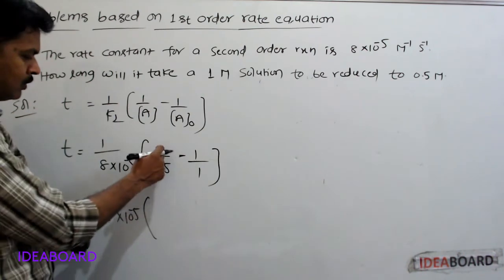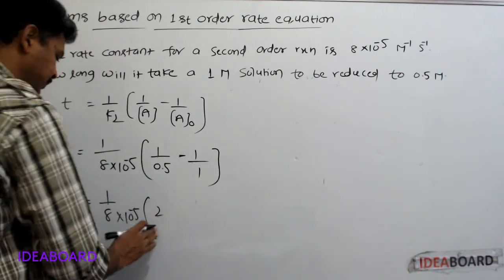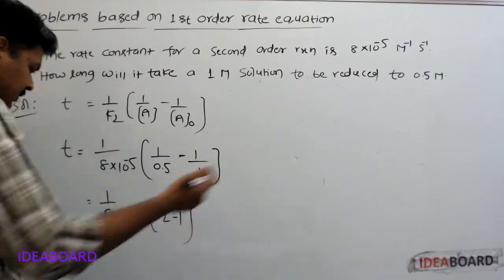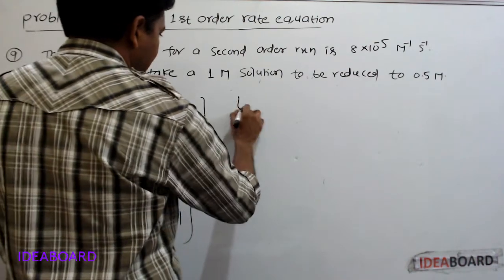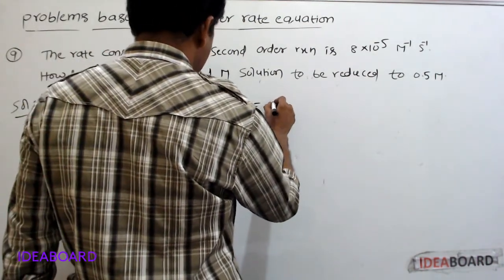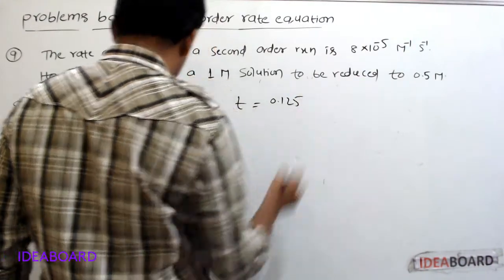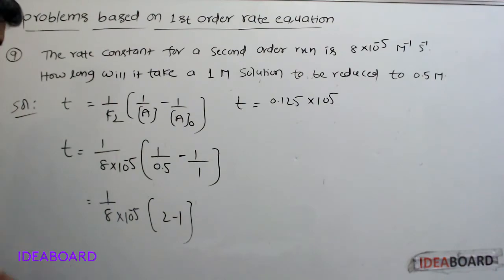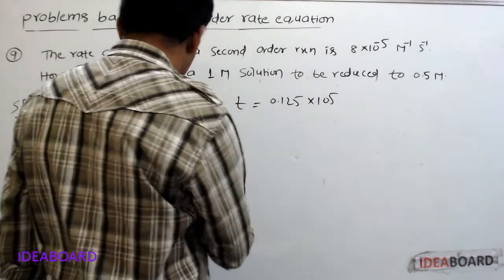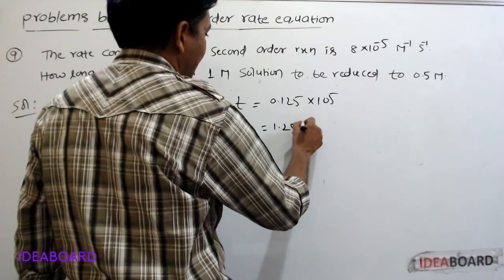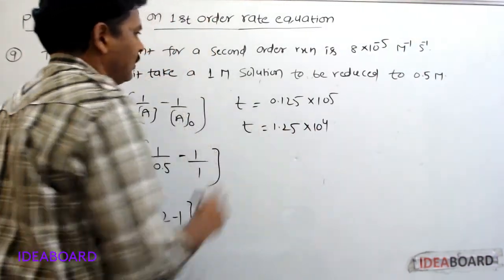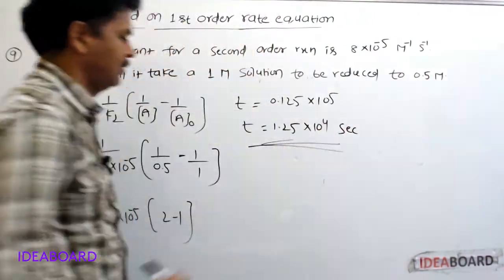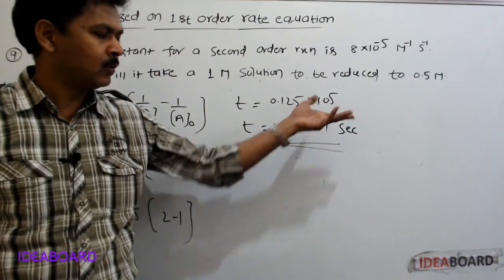1 by 0.5 means 2. 2 minus 1 by 1, that is 1. Then this value is 1 only. Then this we can write as 1 by 8 into 10 power minus 5. 1 by 8 means 0.125 into 10 power 5. Then 1.25 into 10 power 4 seconds. Time required is 1.25 into 10 power 4 seconds.